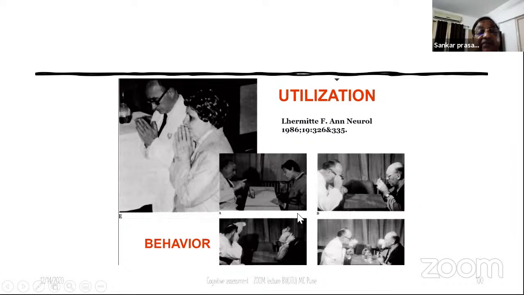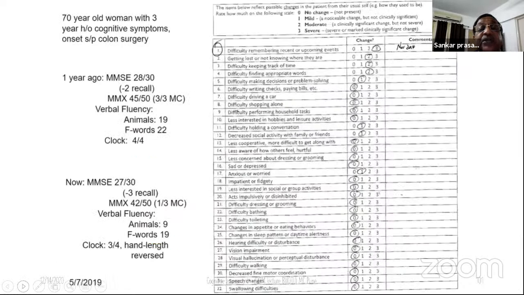In utilization behavior, if the patient sees some bed sheet, he will start wearing it. If somebody is doing namaste, the patient also will start doing namaste. So this is utilization behavior: whatever is available, they start using that.